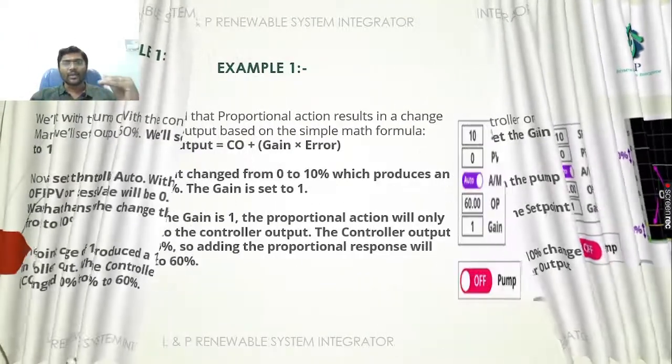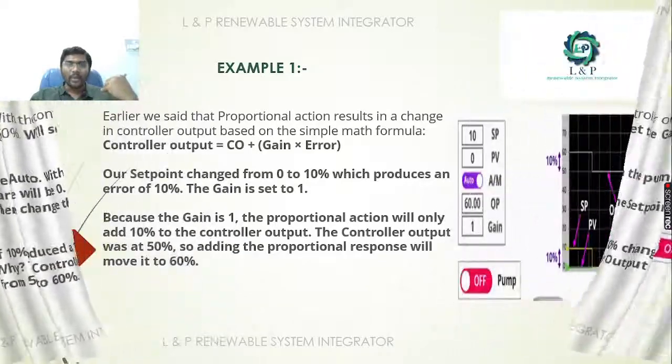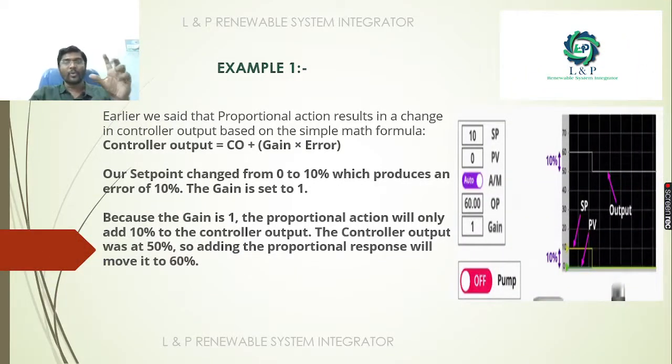Now let us try to know the example in detail. As we know earlier, the controller output is the previous output plus gain into error. What is the gain that we assigned? Our gain is 1. And what is the error? We already know: error is set point minus PV. The set point is 10 and the present value is 0. So what will be our difference? It will be 10. So 10 into 1, it will be 10 only.